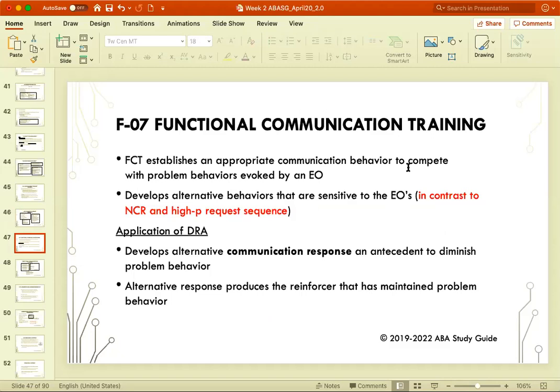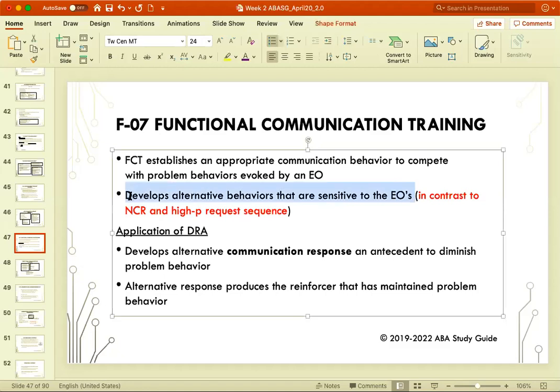Functional communication training, your FCT, establishes an appropriate communicative behavior to compete with problem behaviors associated with the EO. What's important here is that in contrast to NCR and the high probability request sequence, your FCT actually develops behaviors that are sensitive to your establishing operations. That's what FCT is, right? We figure out what you are motivated for and we teach a better way to get that thing. We teach you a more functional way to communicate your wants and needs, therefore rendering the problem behavior more effortful and less effective.